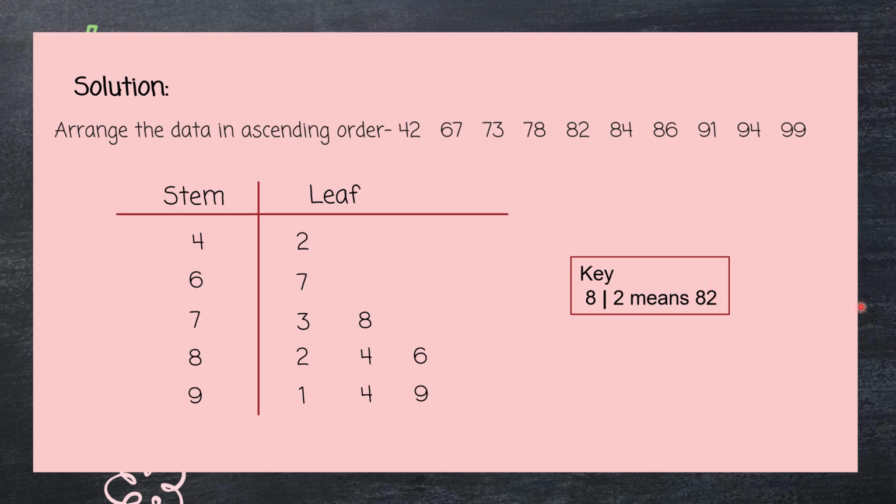Now determine the skewness of the data. So I will show you the pattern from the stem and leaf plot. Okay, since the majority of the data is found at the end of the plot, hence the data has negative skewness.